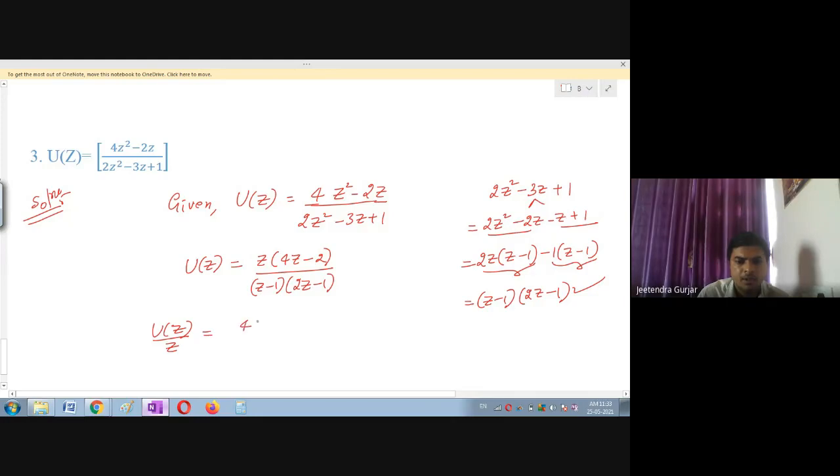So this is equal to 4z minus 2 divided by z minus 1, 2z minus 1. So now you can see in the numerator order is 1 and in the denominator order is 2. Therefore, we can use partial fractions, students. So therefore, this is equal to A divided by z minus 1 plus B divided by 2z minus 1. Please tell me, using partial fraction, students, please tell me what is A and B.